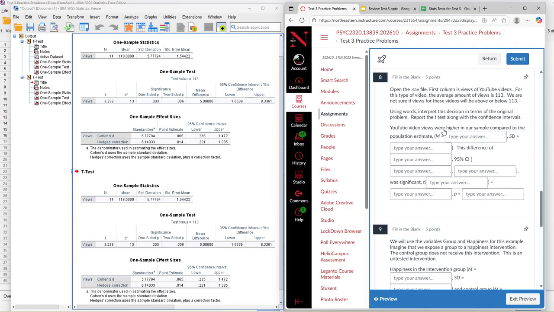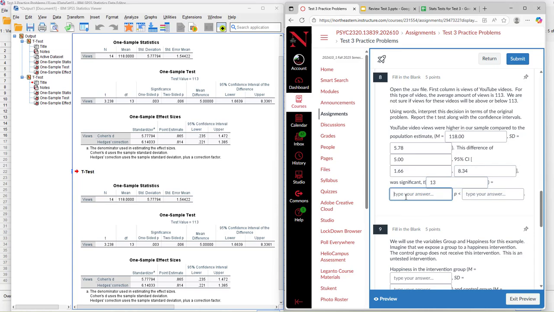Let's go back here. So YouTube videos were higher in our sample compared to the population estimate. So you get your mean right up there, 118.00. You have to have the leading and following zeros. Last time I fixed a few that did not have them, but I don't plan on fixing them this time because it's the third time we've done this. Standard deviation, 5.78. The mean difference right there, 5.00. Our confidence intervals, 1.66 and 8.34. Our degrees of freedom, 13.